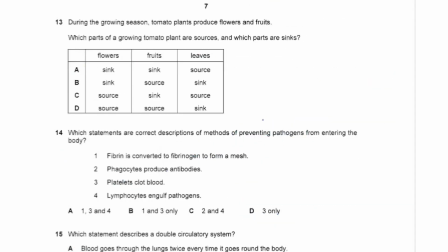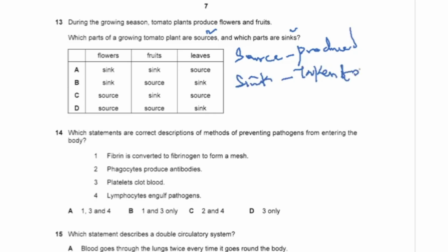13. During the growing season, tomato plants produce flowers and fruits. Which parts of the growing plants are sources and which parts are sinks? Now there's a concept in IGCSE biology that talks about sources and sinks. A source is where a substance is produced, and a sink is where that same substance is taken to, or where it is used up.